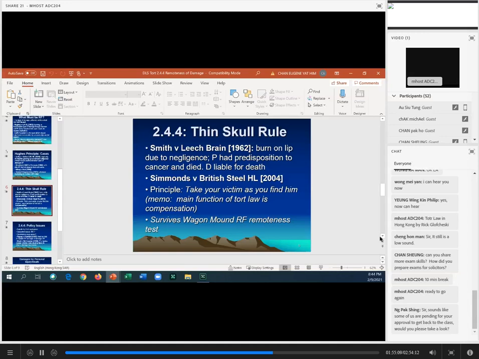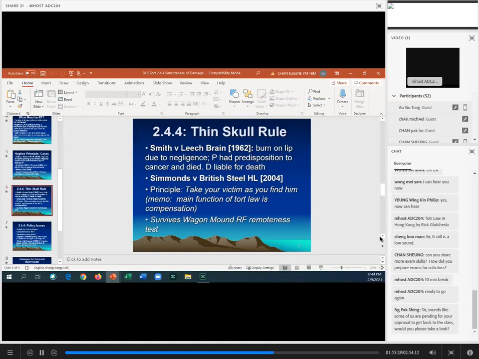All right. And that's the last point on the screen at the moment. It survives the Wagon Mound reasonably foreseeable remoteness test. So the courts have definitely said this principle that you take your victim as you find him still survives. The thin skull rule survives.